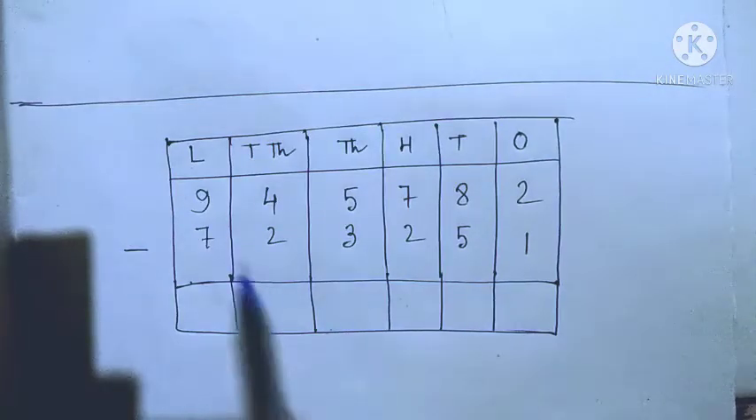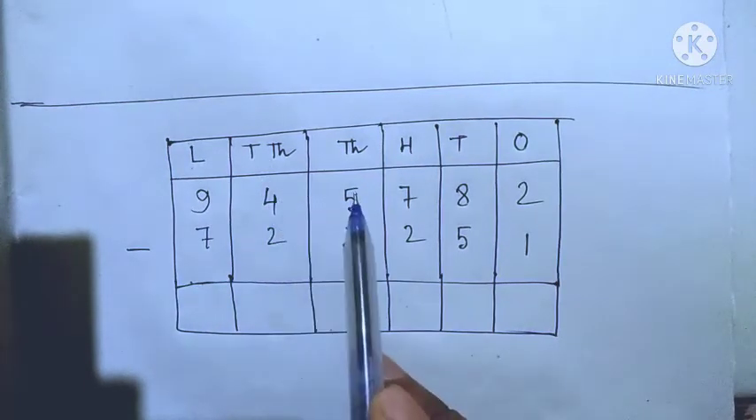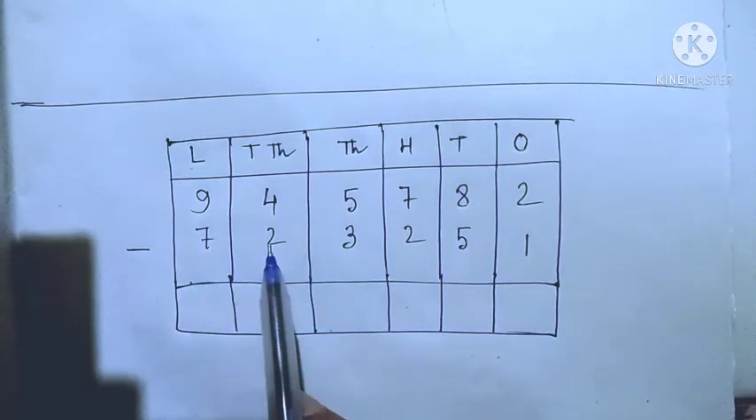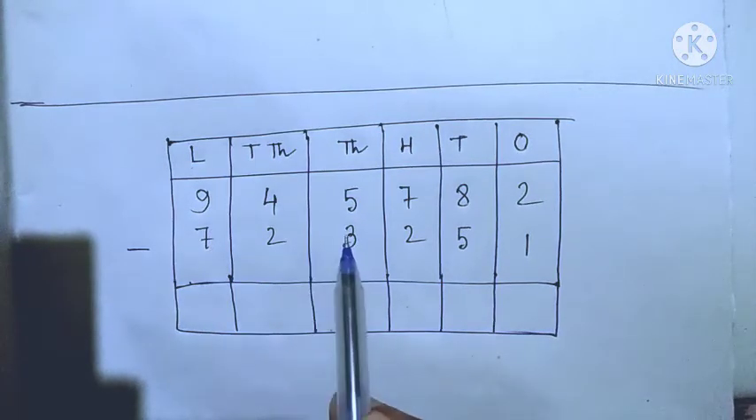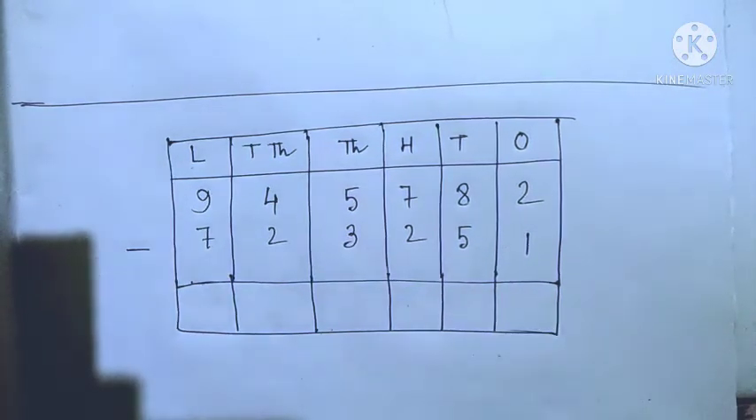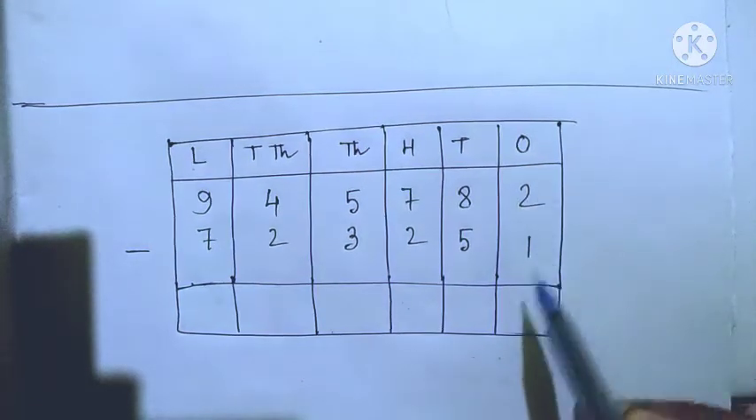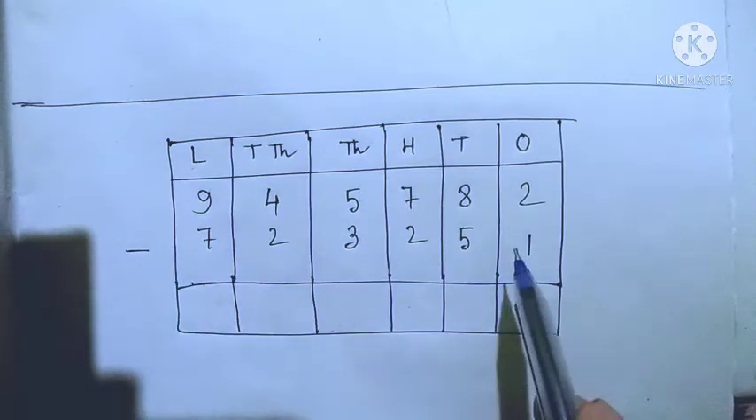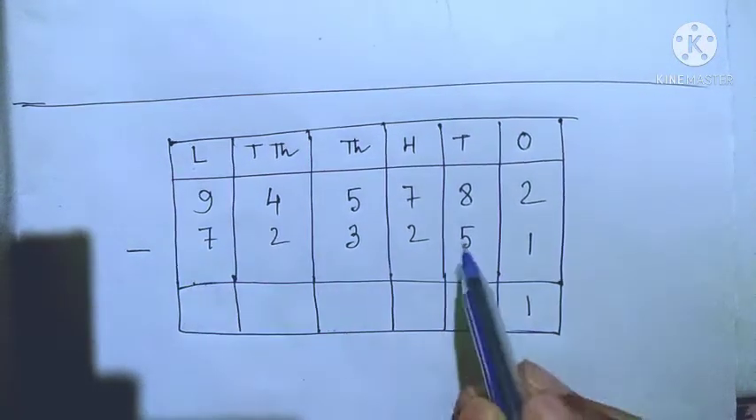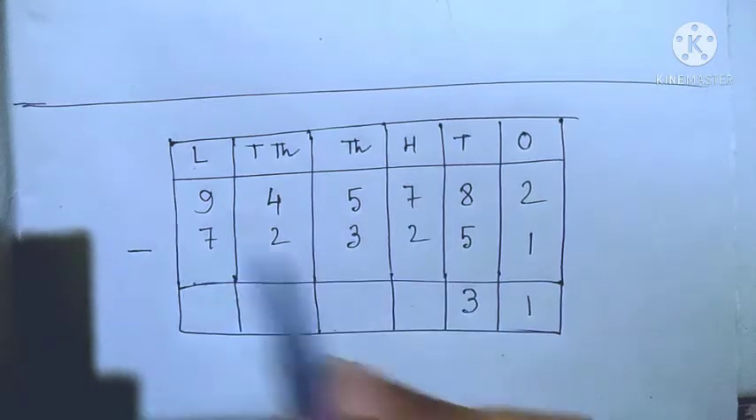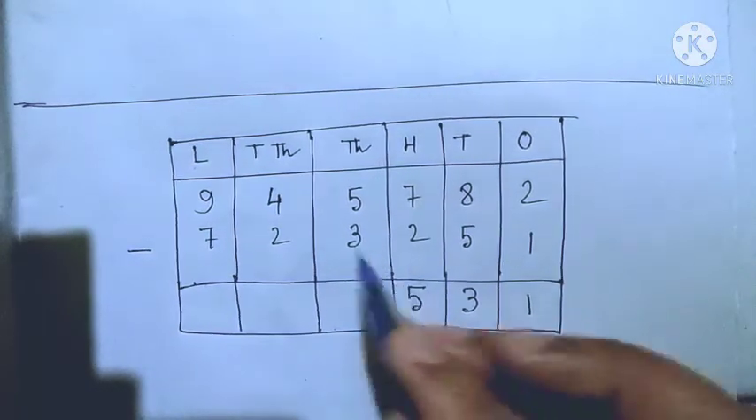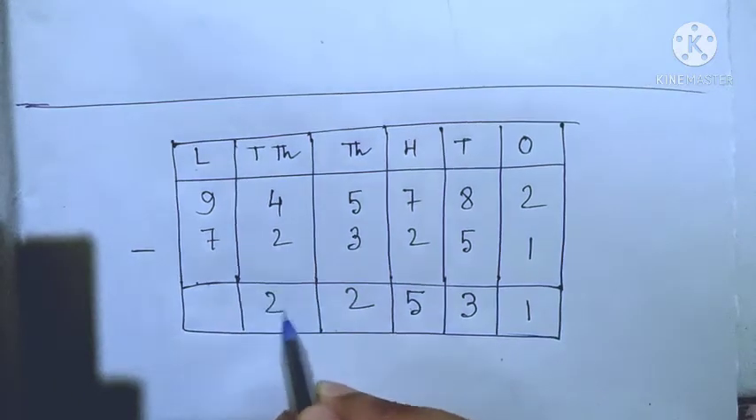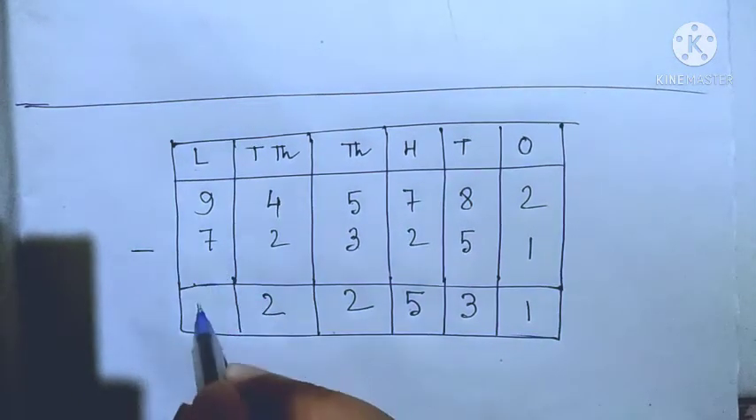Now we take another example. 9,45,782 minus 7,23,251 equal to what? We have to subtract. So we first subtract ones. So 2 ones minus 1 ones, 2 minus 1 equal to 1. 8 minus 5 equal to 3. 7 minus 2 equal to 5. 5 minus 3 equal to 2. 4 minus 2 equal to 2. 9 minus 7 equal to 2.